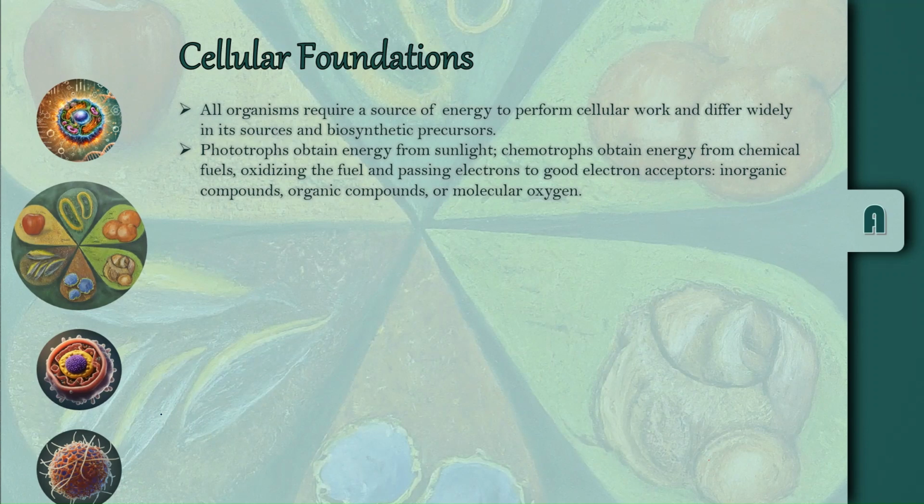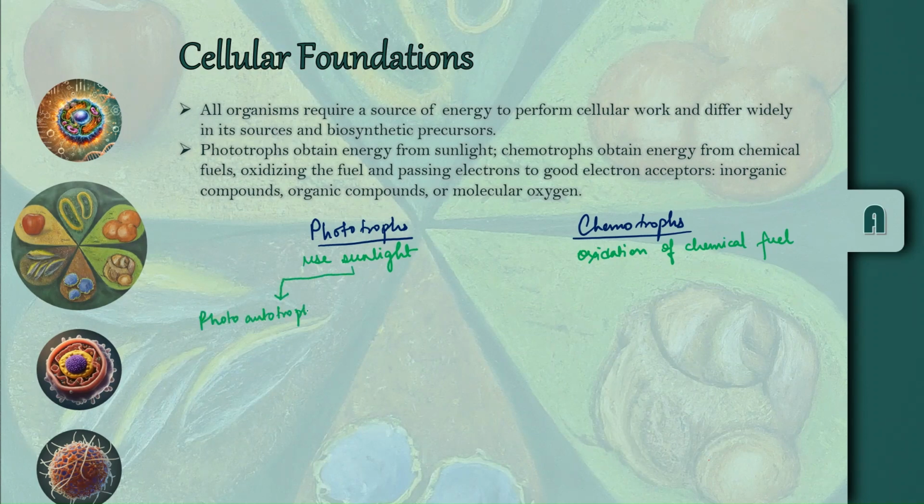So, all organisms require a source of energy to perform cellular work and differ widely in its sources and biosynthetic precursors. There are two broad categories of organisms based on energy sources. One is phototrophs and the other one is chemotrophs. Phototrophs trap and use sunlight as their energy source, while chemotrophs derive their energy from oxidation of a chemical fuel.